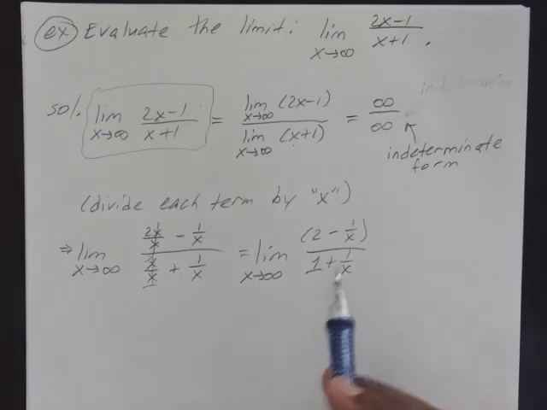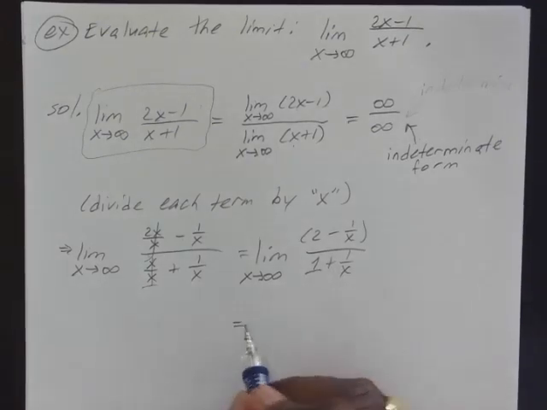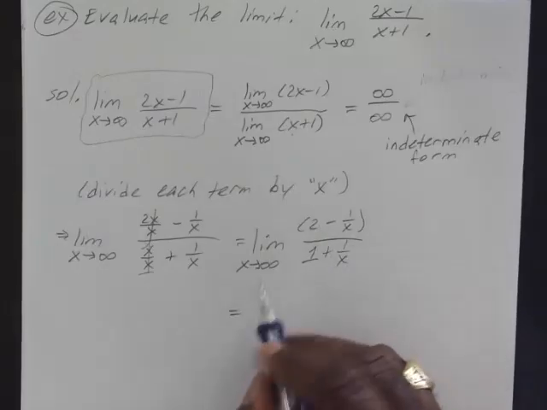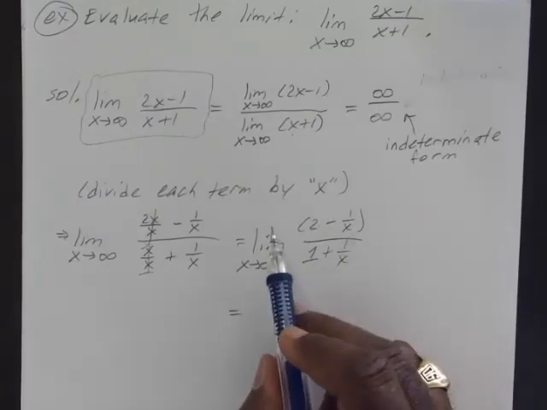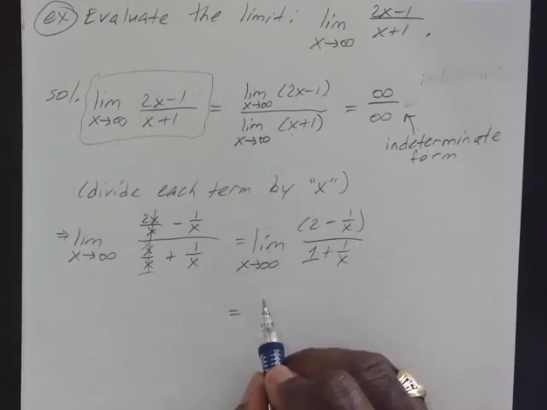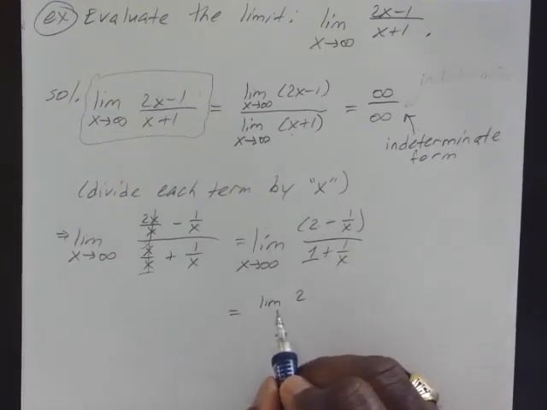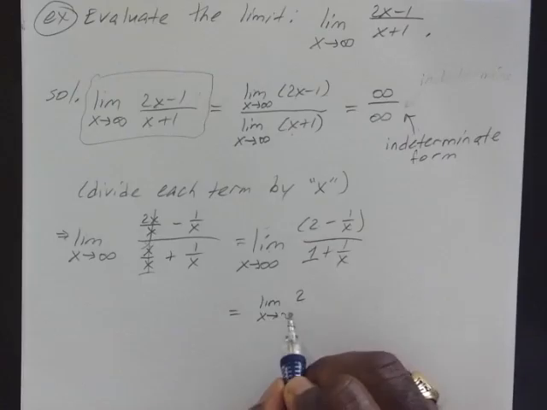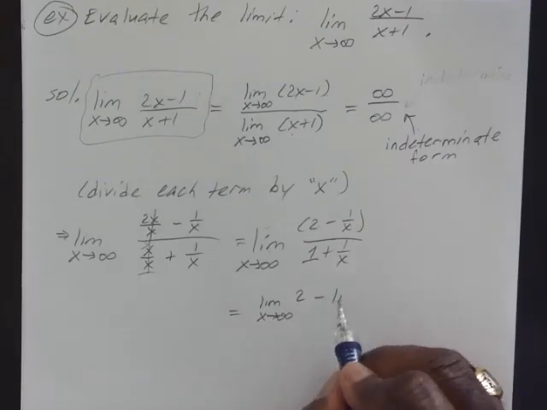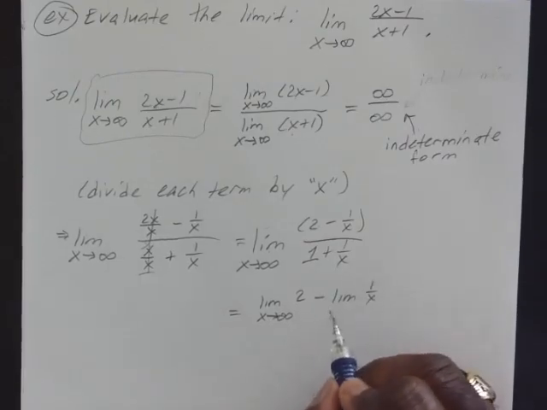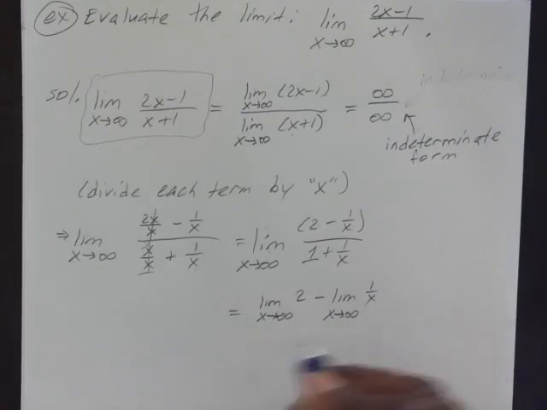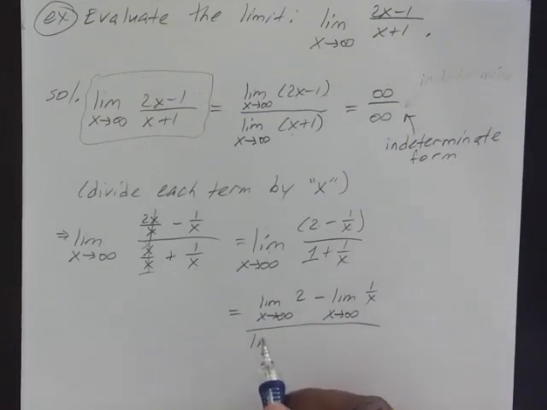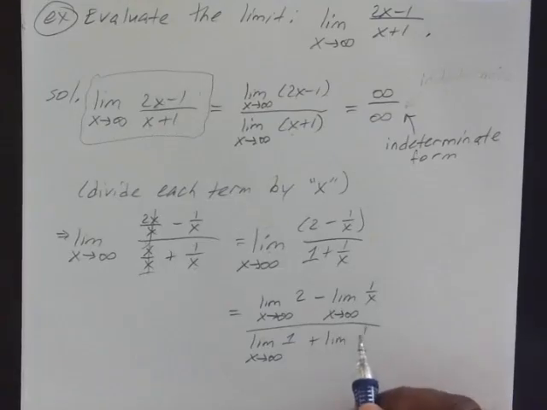Now the next step, you can skip it, but I'm going to write it out anyway. Here, you're just going to take the limit of the numerator and denominator, and we're just going to distribute it. So you have the limit of 2 as x approaches infinity minus the limit of 1 over x as x approaches infinity, divided by the limit of 1 as x approaches infinity plus the limit of 1 over x as x approaches infinity.